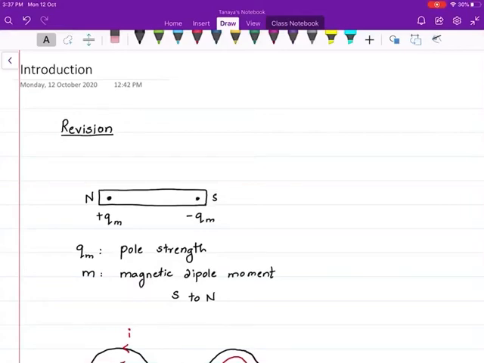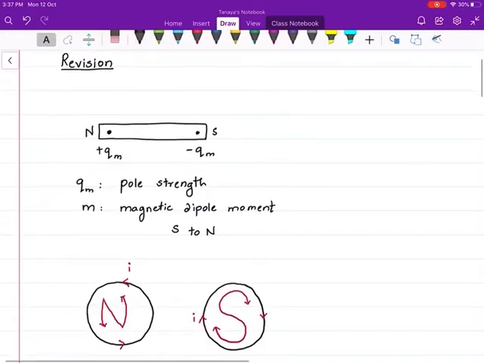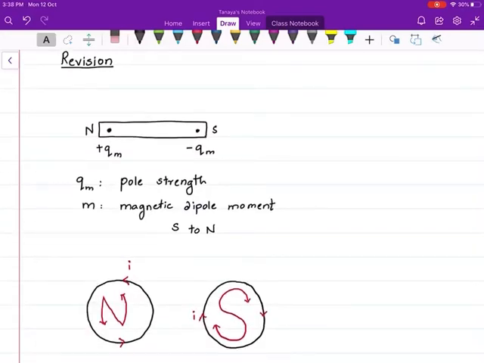Hello students. In this video, we are going to start a new chapter, that is chapter number 11, magnetic materials. Now before we start and look into the magnetic materials, let's revise a little bit what we have studied in the last year. Last year also you have studied about magnets. So we took the case of a bar magnet, is it not?